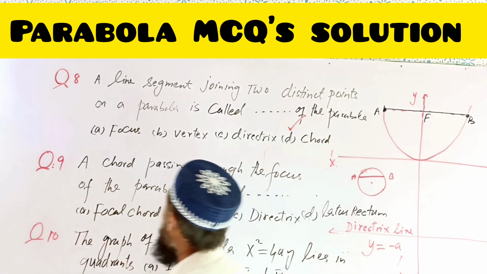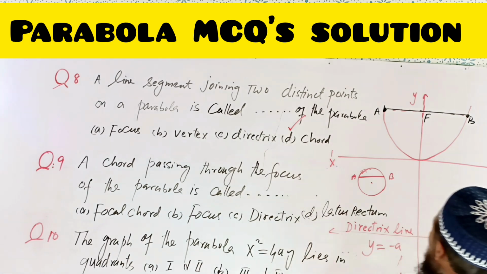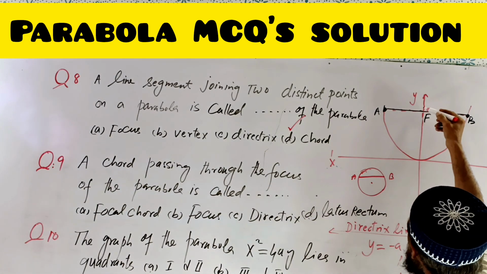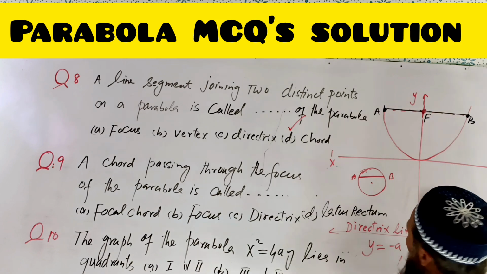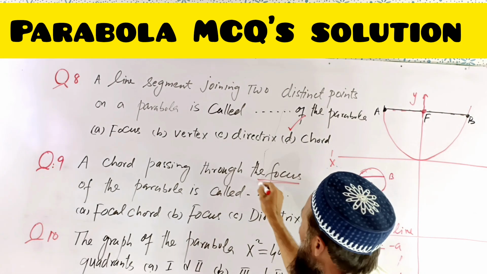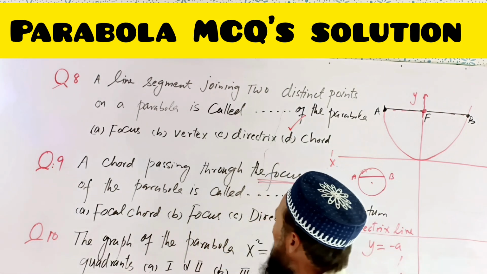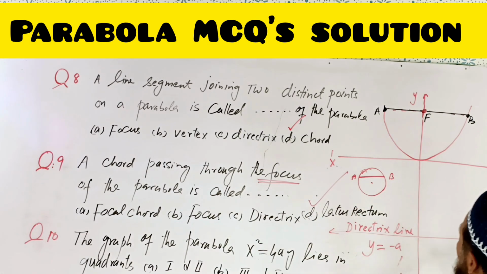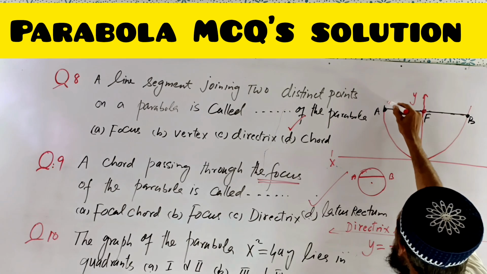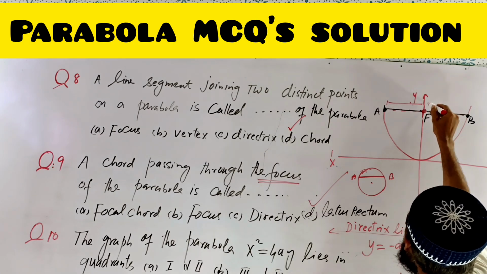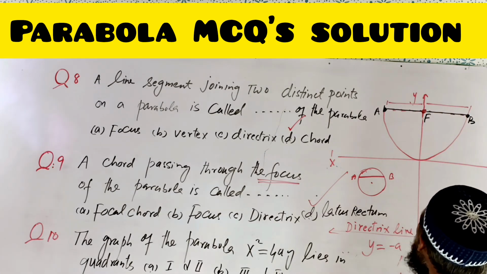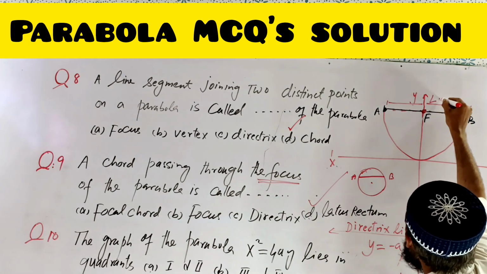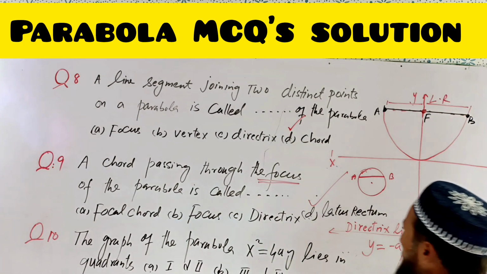Question number 9: a chord passing through the focus of the parabola is called what? It is called the latus rectum. The full length from here to here, this one line, is called the latus rectum. So option D is correct.